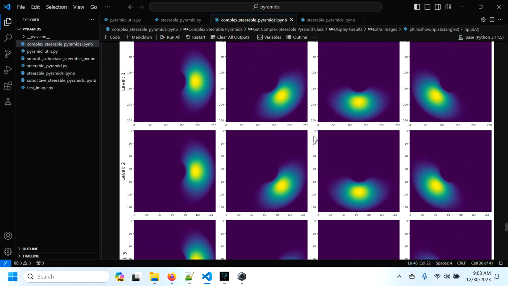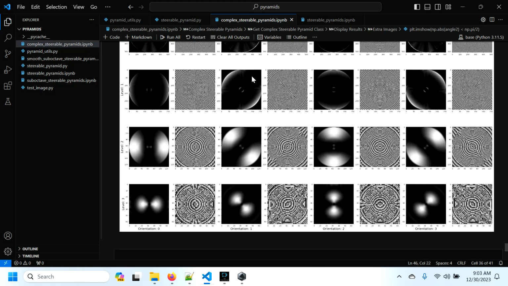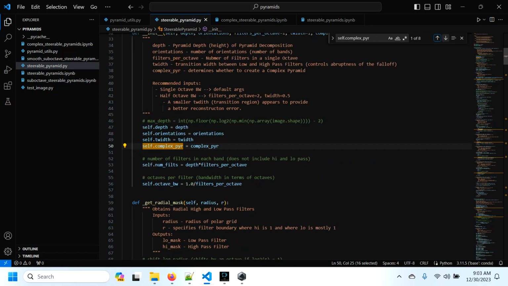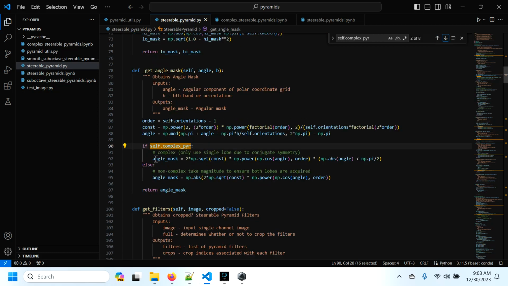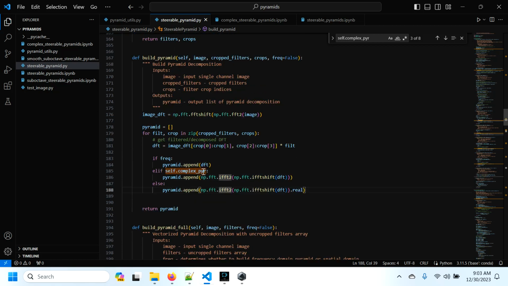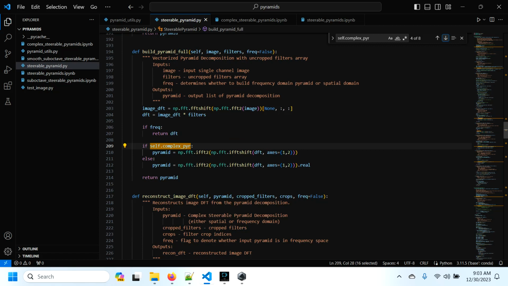So that's what we're getting here. And we can actually see in the steerable pyramid code if we look up this complex pyramid. So we're setting this here. We do the different angle mask operation. And in this one, we're not taking the real value. We're going to build the pyramid with the complex values, and we're going to have both of them. And it actually is different than if we were to take the regular pyramid, because we're not constructing the angle mask in the same manner.